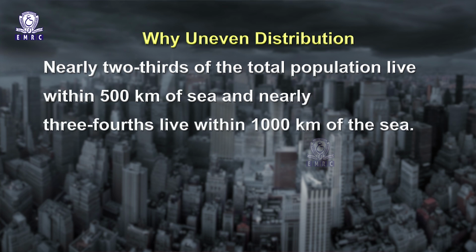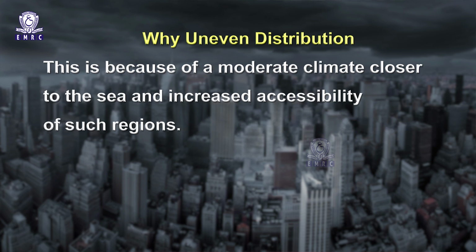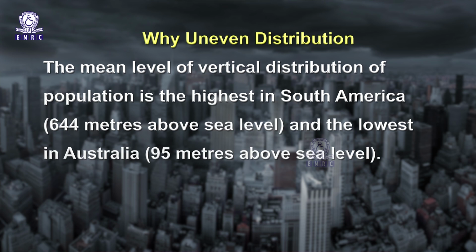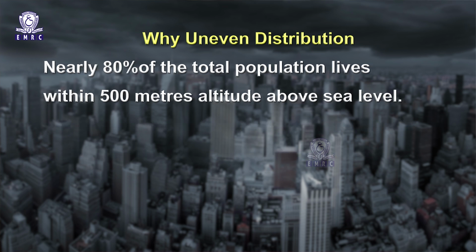Nearly 2/3 of the total population live within 500 kilometers of the sea and nearly 3/4 live within 1000 kilometers of the sea. This is because of the moderate climate closer to the sea and increased accessibility of such regions. The mean level of vertical distribution of population is the highest in South America with 644 meters above sea level and the lowest in Australia with only 95 meters above sea level. Nearly 80% of the total population lives within 500 meters altitude above sea level.